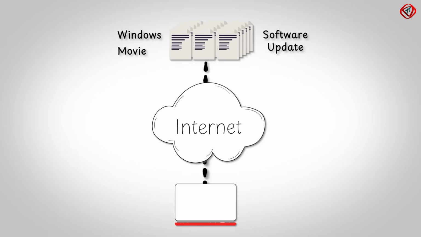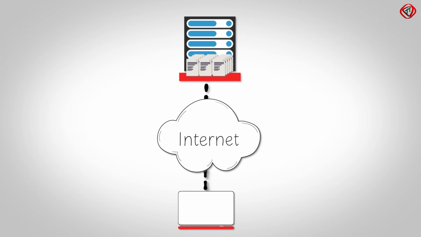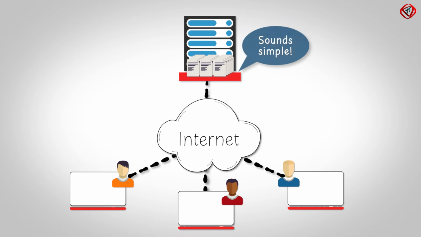Now, normally, how does this happen? In the traditional method, everything depends on one central server. That server stores the file, and every user like you, me, and thousands of others downloads it directly from that server. This sounds simple, right?